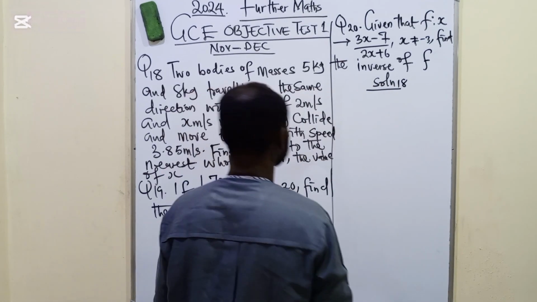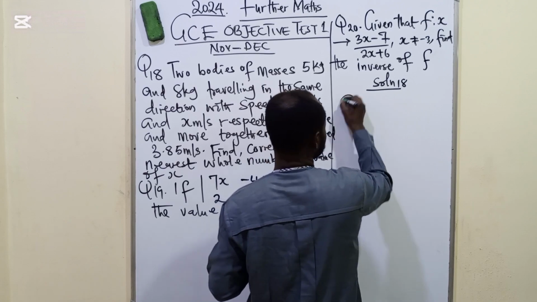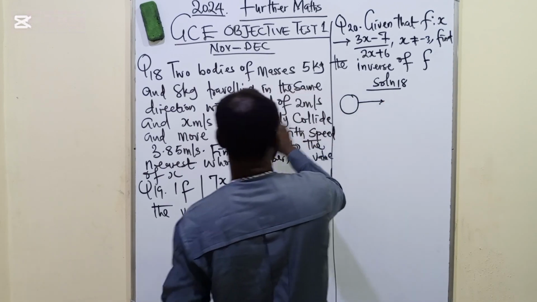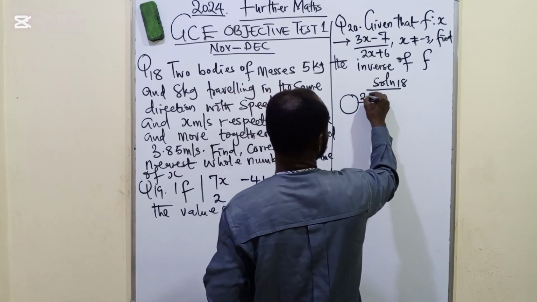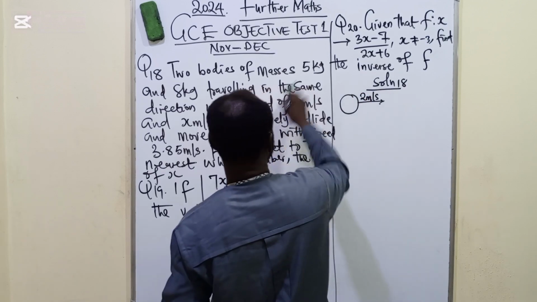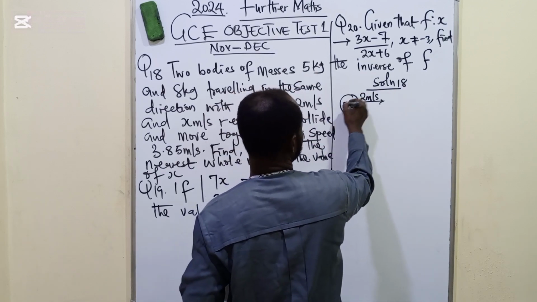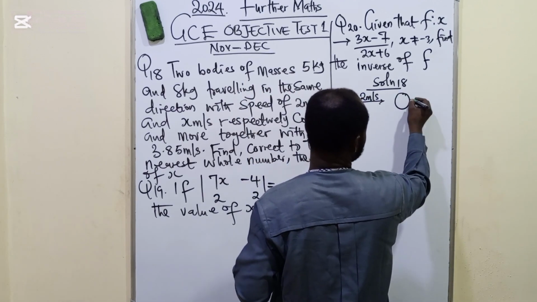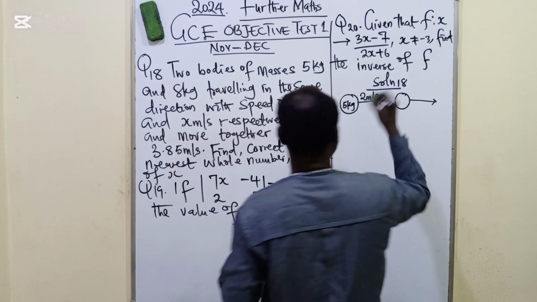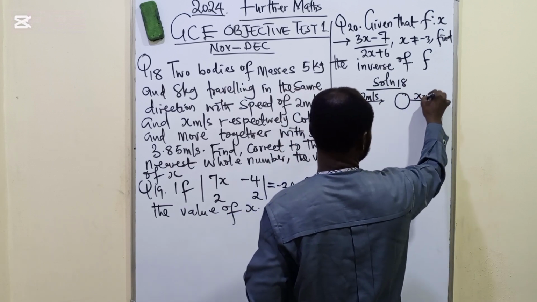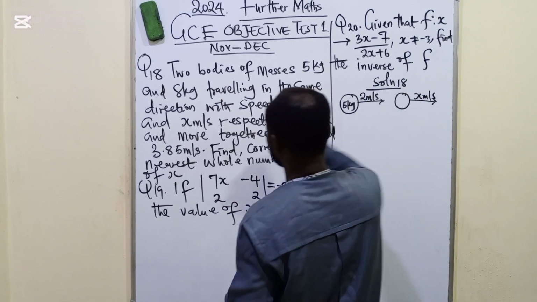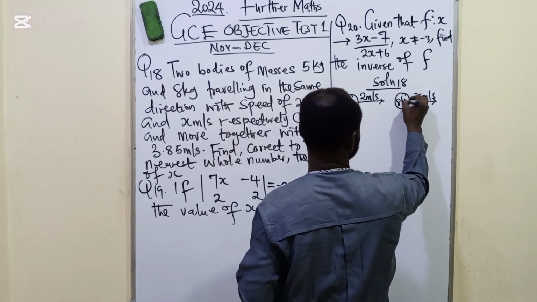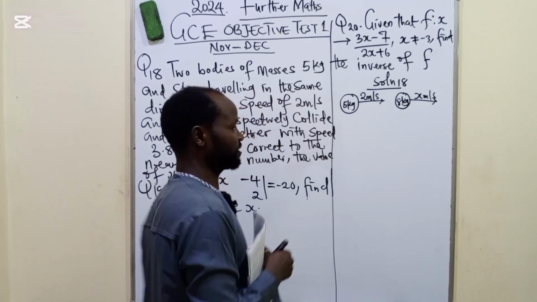We have two bodies with mass. First body, let's draw it like this. We have the velocity as 2 meters per second. The first mass is 5 kg. Then the other body, they are moving in the same direction. The other body has speed x meters per second, and the mass is 8 kg. Very important.